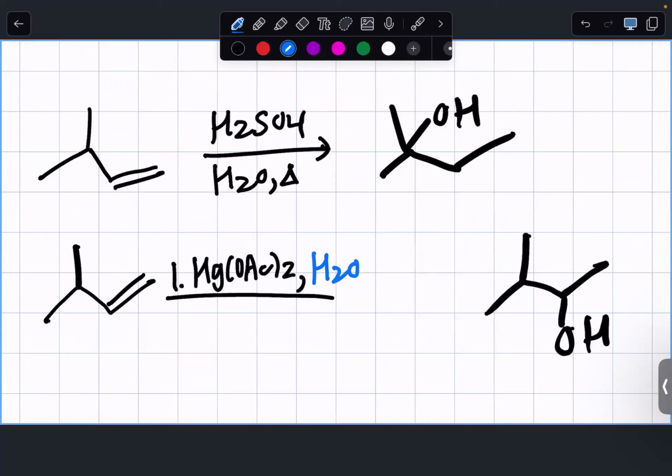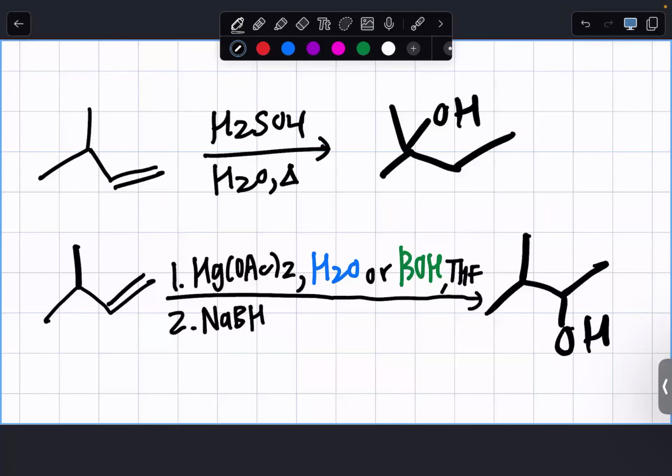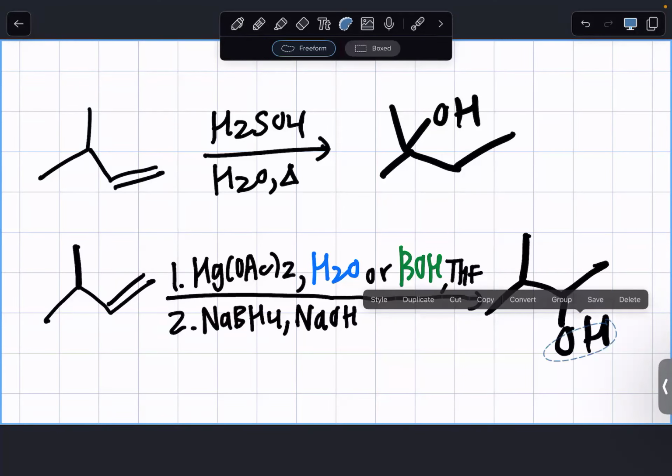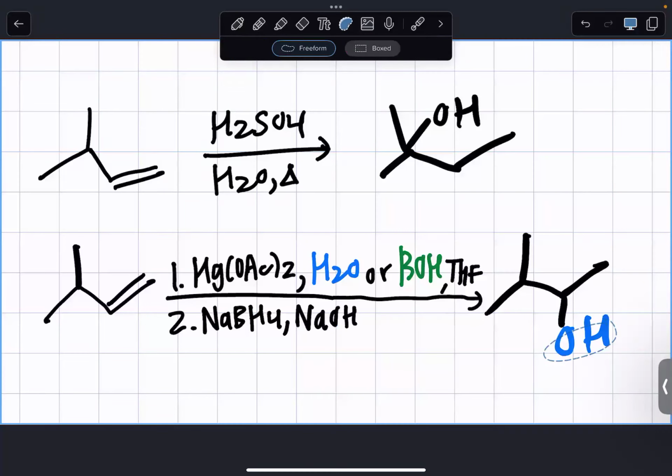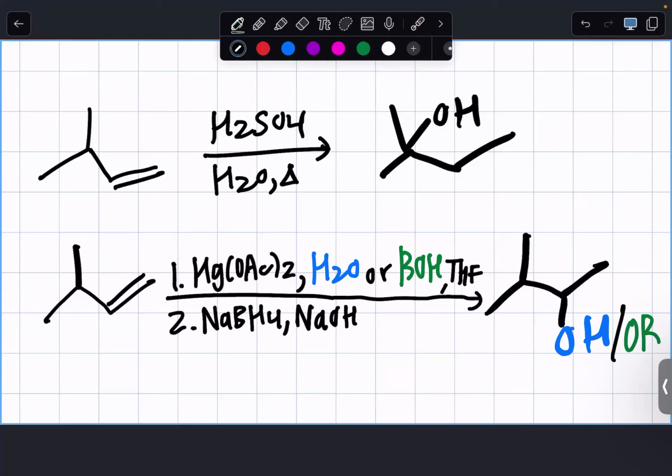yeah. So you could have water or alcohol, or NaOH and water. If you used water, then your product would be OH, alcohol. If you used ROH, alcohol, your product would be OR, an ether. So you have to be careful and look at what they give you in the reagent, water or alcohol, because that will tell you what kind of product you'll get, alcohol or an ether.